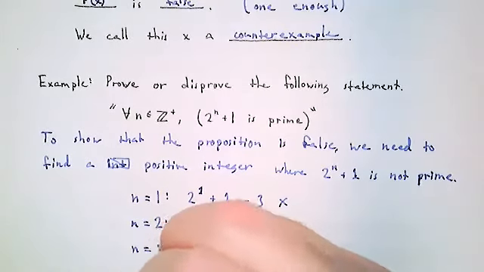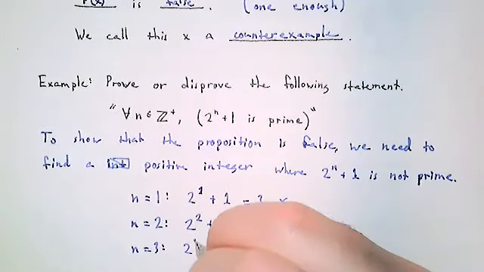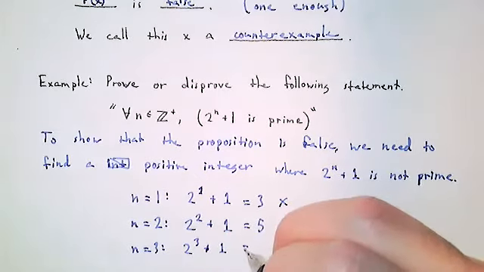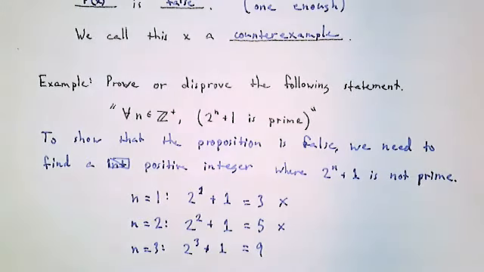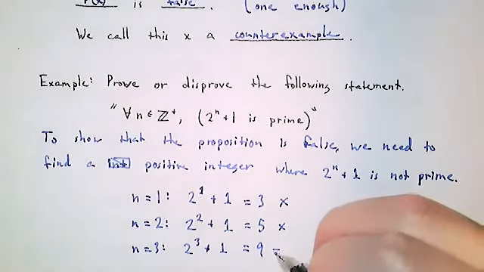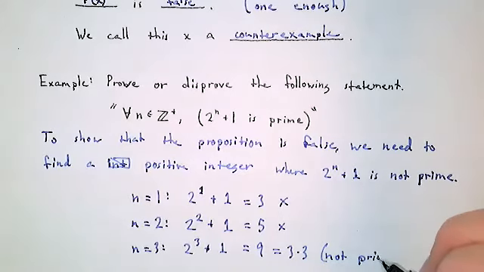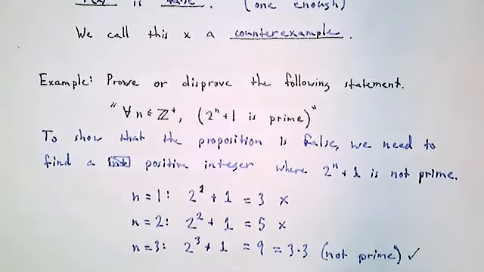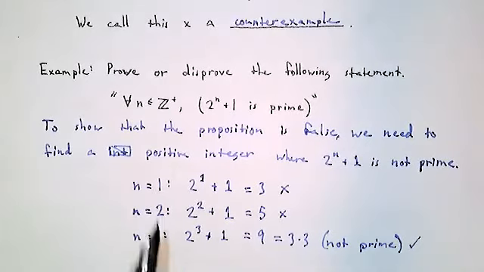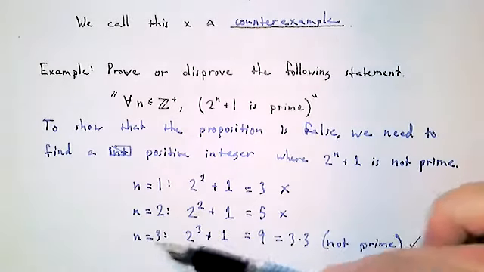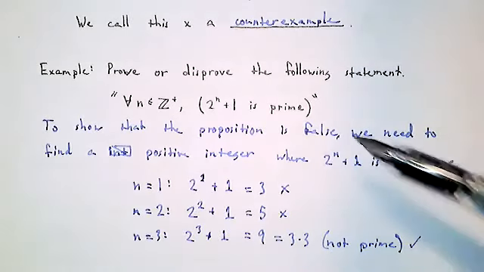Let's try n equals 3. What is 2 cubed plus 1? It's 9. Is 9 prime? No. 9 is equal to 3 times 3, of course. So that one will work. n equals 3 is our counterexample to the proposition. And once you find the single counterexample, you're finished. We already know it's false.